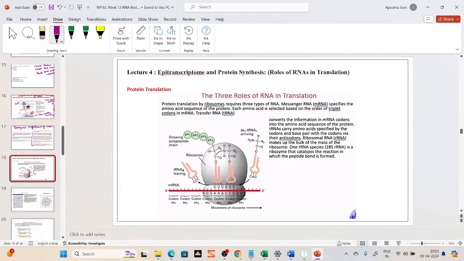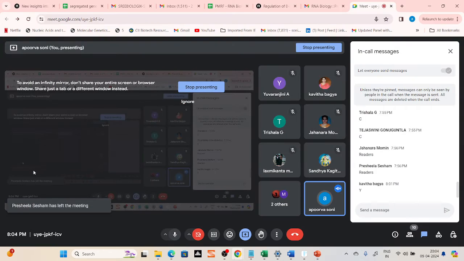Okay, so up till here, we have studied epitranscriptome. What is the meaning of epitranscriptome? Tell me, what is the meaning of epitranscriptome?